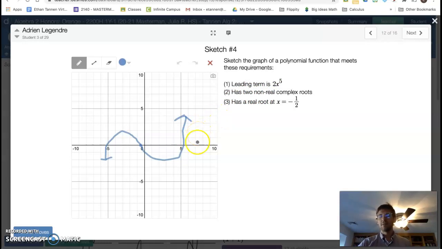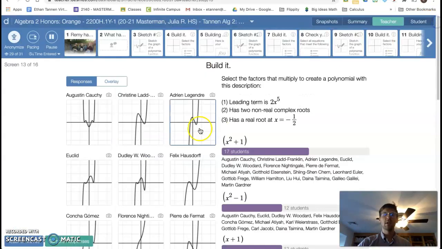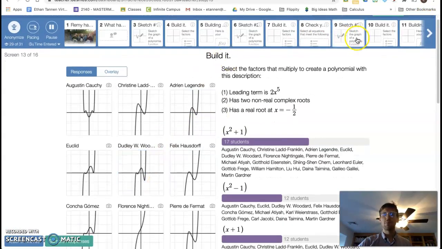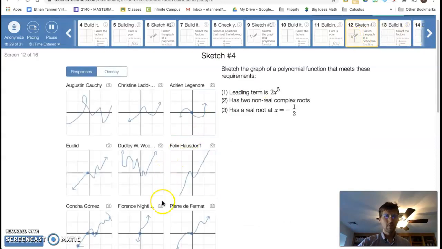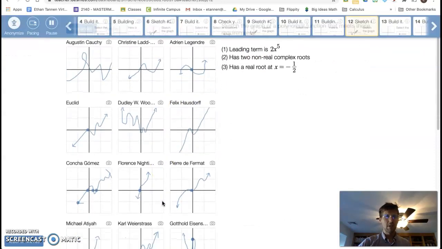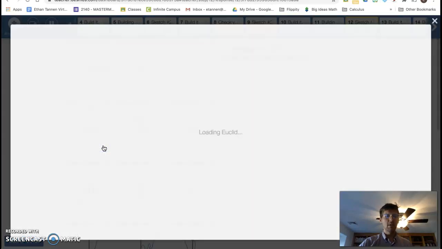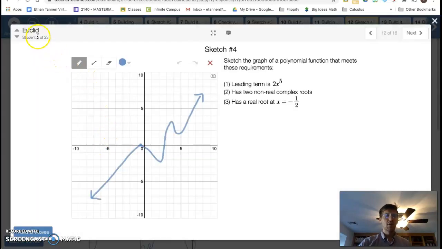Or the other possibility is we could have multiplicity, which I believe, let me show some other people who did it that way with multiplicity. Oh, I'm on the wrong slide here. Let me see. Oh, Euclid here did a nice job. So this was Carvella who did this one. Nice work. She got the same end behavior.